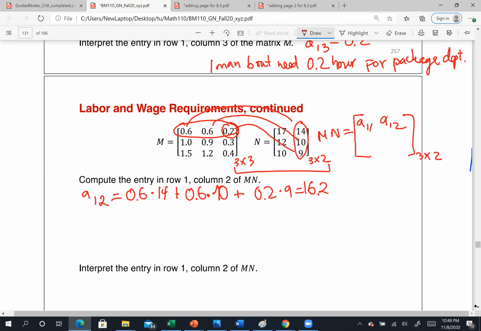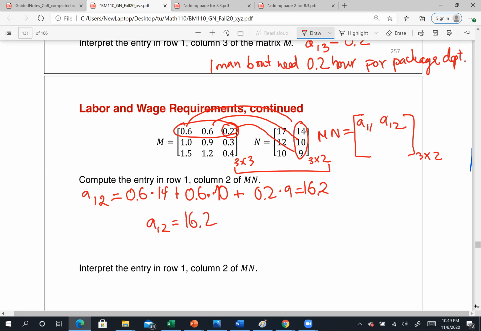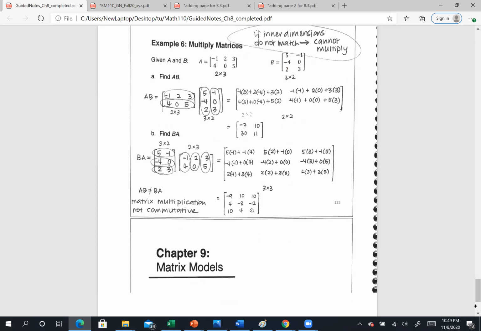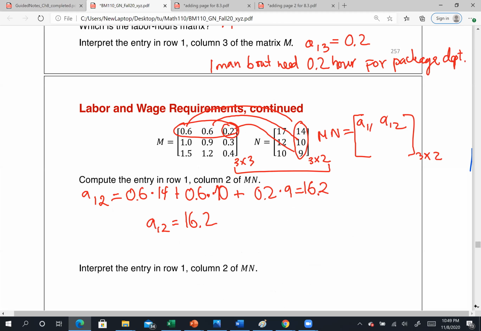I hope I use calculator correctly. Okay, so I have A12 equal to 16.2. Let me check with my complete note to make sure I don't mess up with that. Oh, I don't have. So never mind. Just gonna hope I do correctly for this. All right.